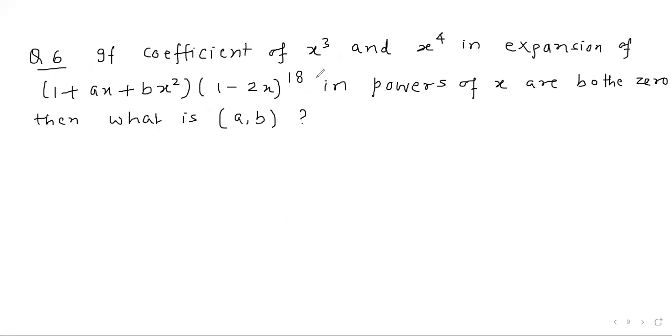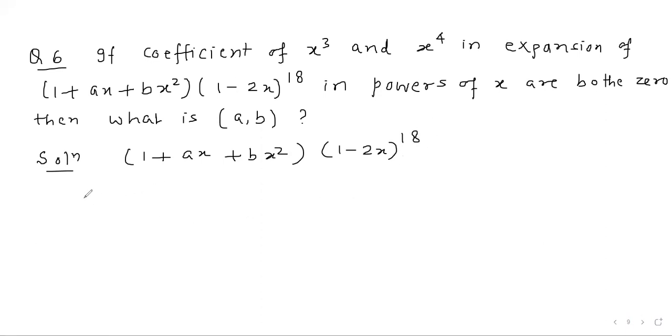Now consider question number 6. If the coefficients of x cube and x power 4 in the expansion of (1 plus ax plus bx square) times (1 minus 2x) power 18 in powers of x are both 0, then what is (a, b)? So let's consider it: (1 plus ax plus bx square) times (1 minus 2x) power 18.